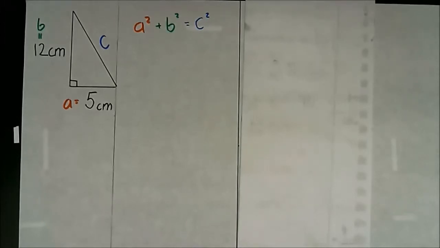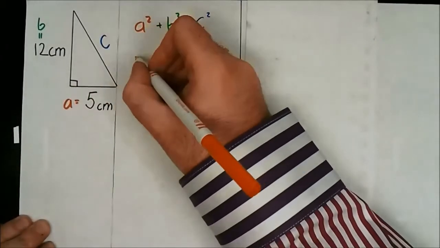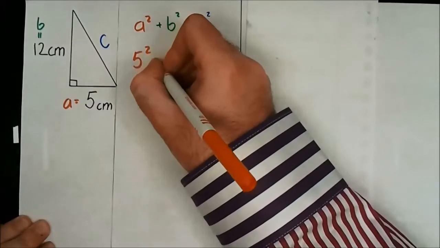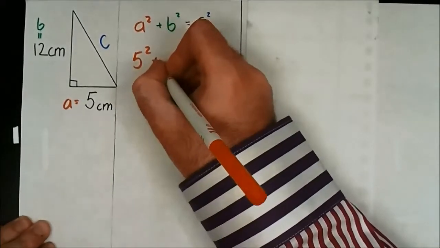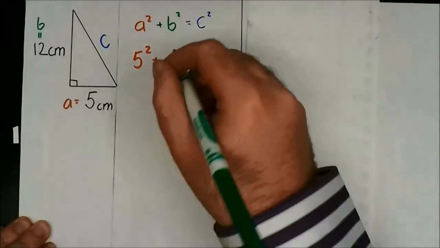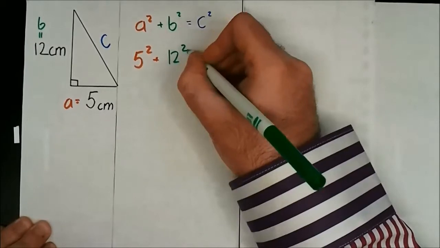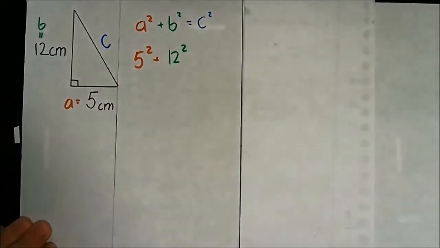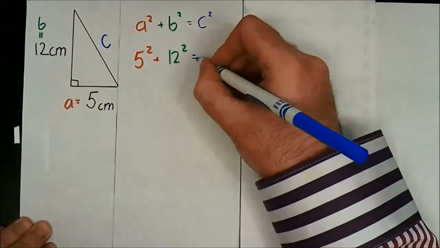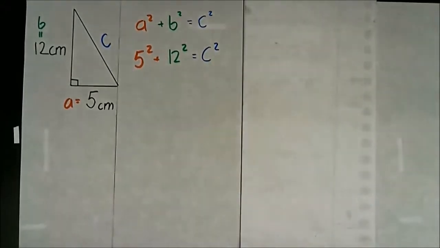I'm going to substitute my known values, of course. So instead of A, I'm going to write 5 squared. To that I'm going to add the other side. So B is 12, and it had a power of 2 there, so it's 12 squared. And all of that equals C squared. Can someone tell me what's 5 squared?